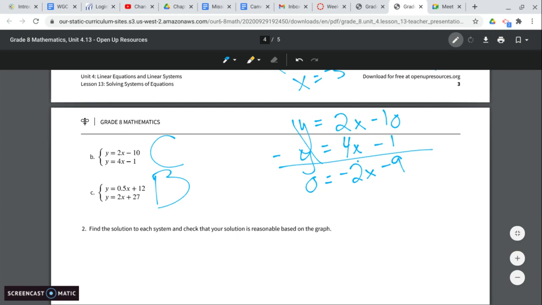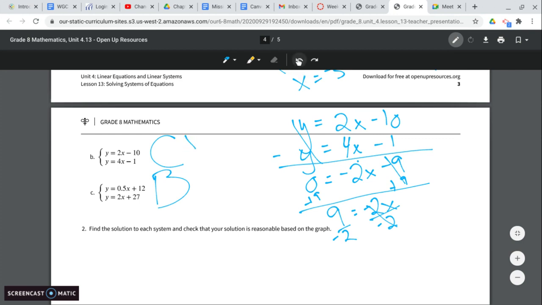Now, here's the part where this one isn't necessarily ideal. We have this 0 over here because these are better set up for substitution than elimination, but it still works. So I'm just going to add the 9 back over. So we'll have 9 equals negative 2x, divide by negative 2.